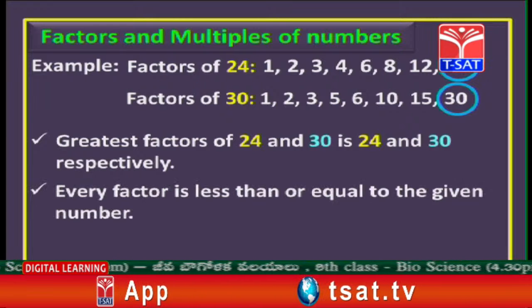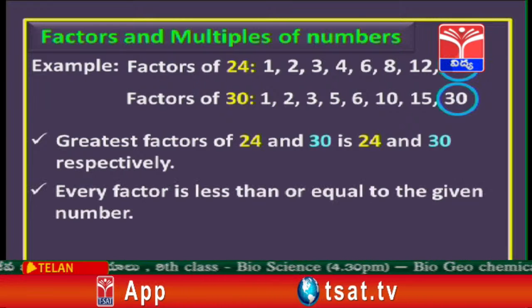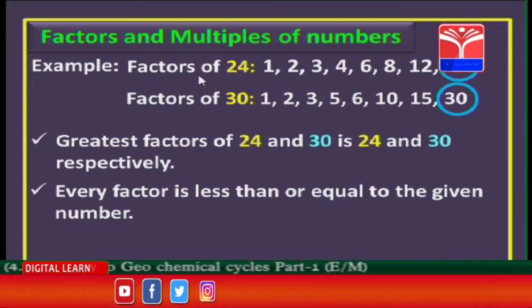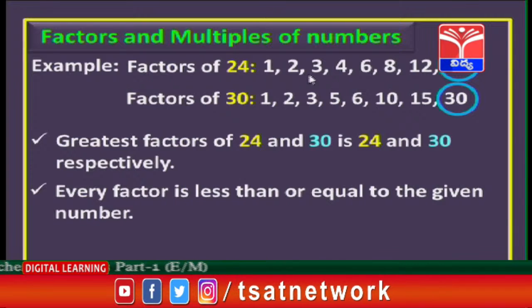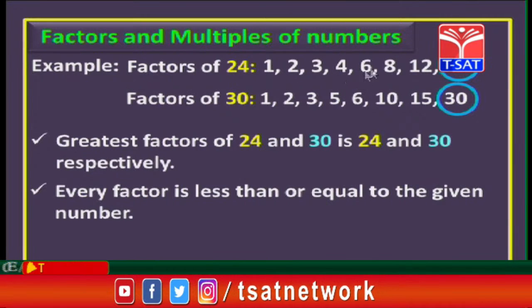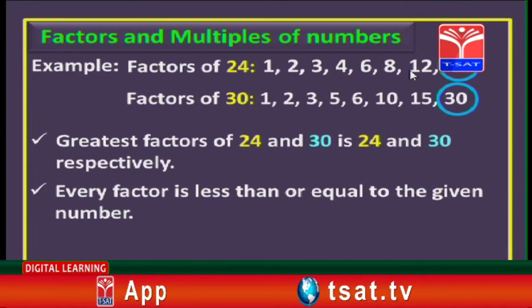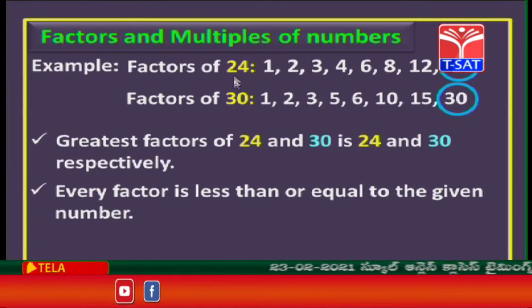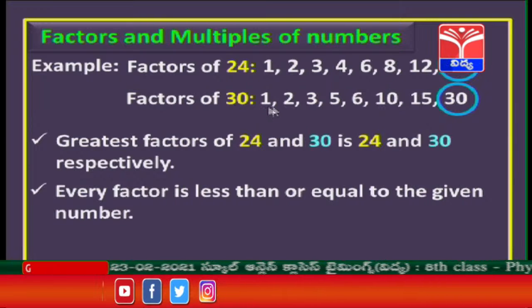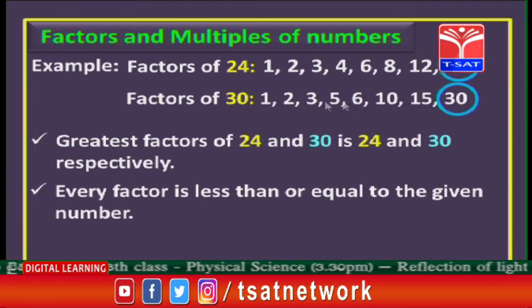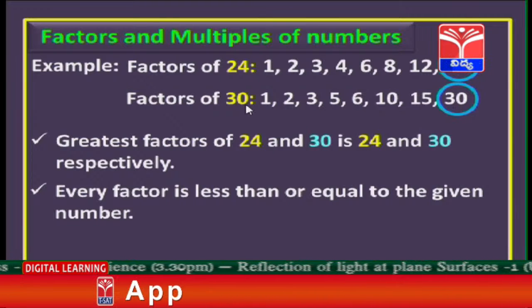Now, let us move on to the next one, that is every factor is less than or equal to the given number. Now, let us see all these factors, children. What are the factors of 24? 1, 2, 3, so on up to 24. If you notice all these numbers, they are less than or equal to 24. See, all these up to 12, they are less than, and 24 is equal to 24. Not only that one, children, even for 30 also, if you notice, all these factors up to 15 are less than 30, whereas the last factor is 30, which is equal to the number 30, isn't it, children?